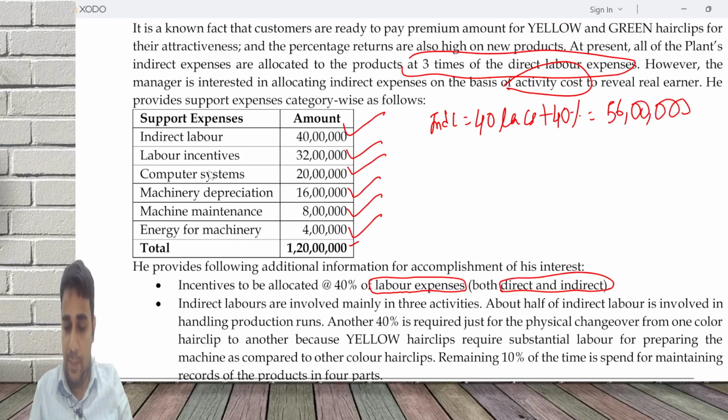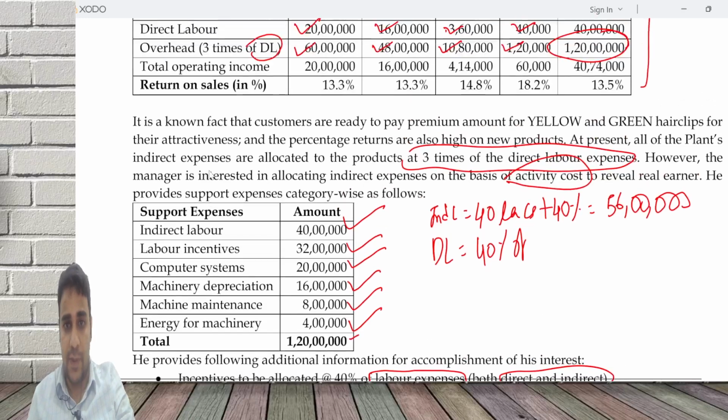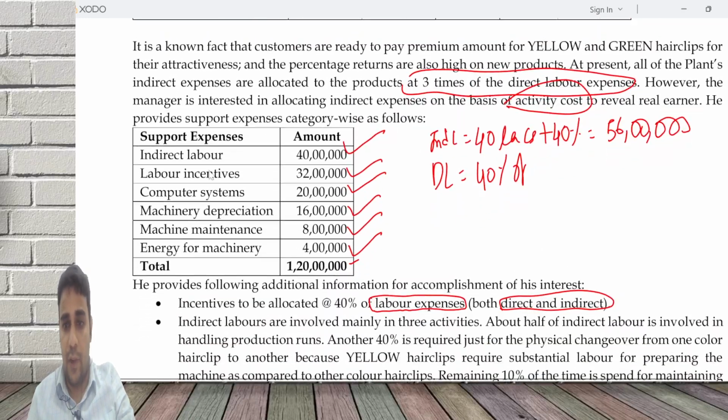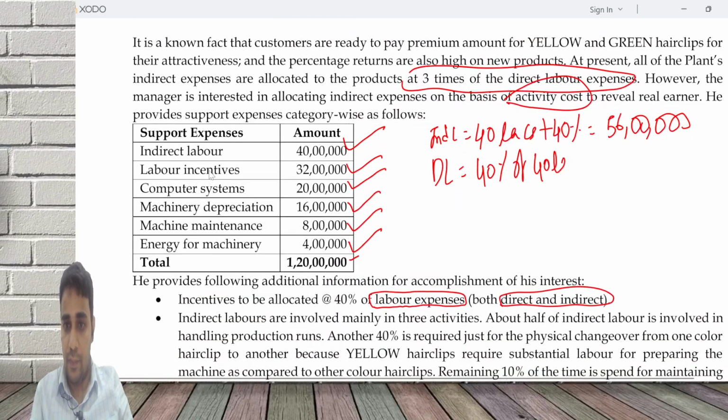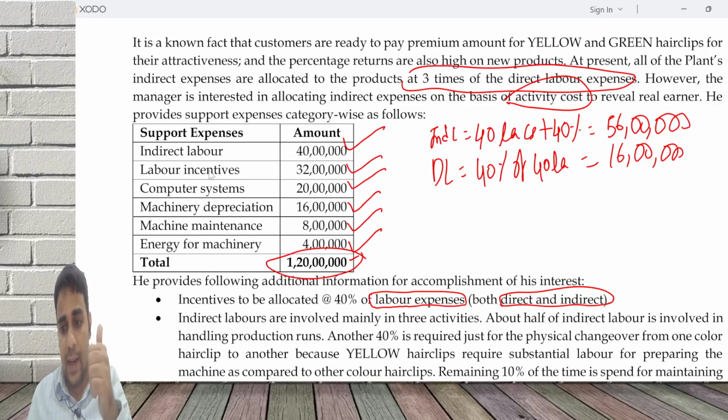This will be indirect labor. Then direct labor incentive is 40% of direct labor. Direct labor is 40 lakhs, so 16 lakh. So this 1 crore 20, the broad breakup as of now is indirect labor 56 lakh. How to apportion that is given in the next para. Direct labor incentive is 16 lakh. How to apportion that? 40 percentage of direct labor.